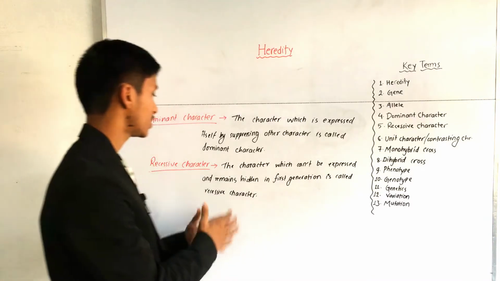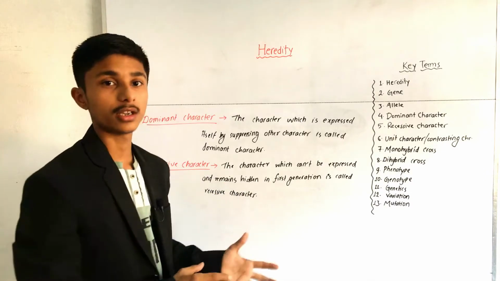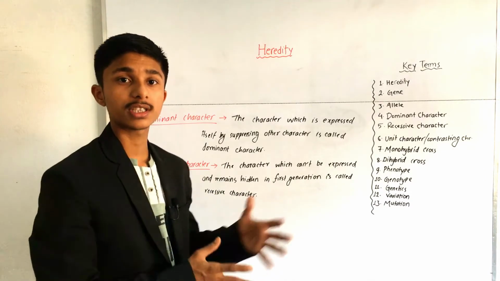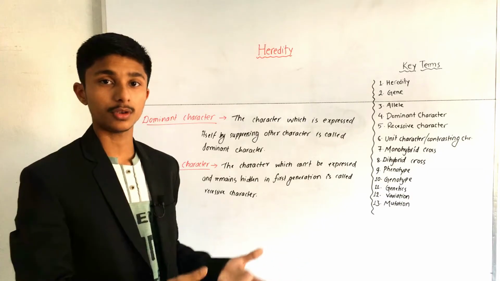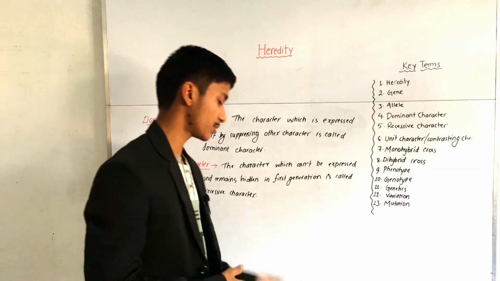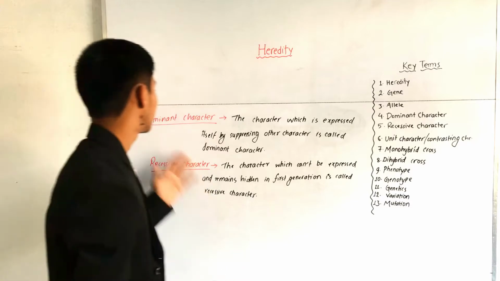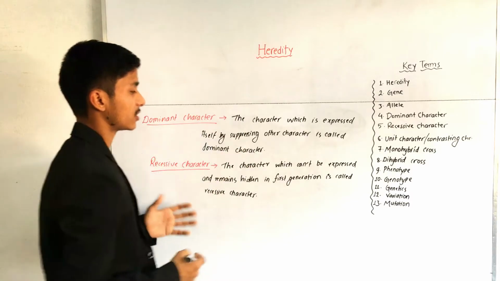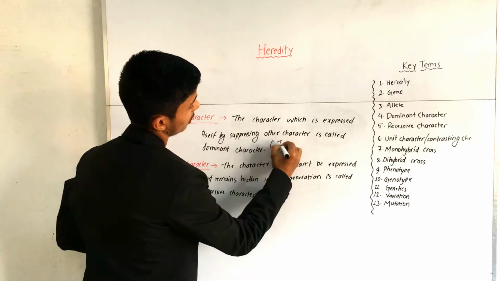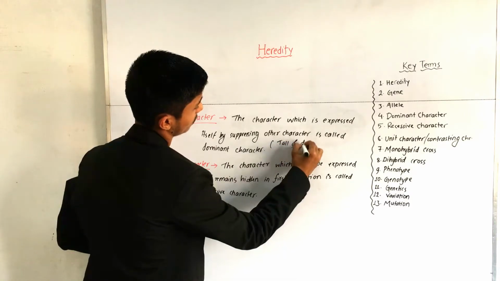Here it means in the first generation it remains hidden. In the F2 generation, or second generation, it may appear. Okay, it may be expressed. We can take an example of dominant characters such as here in tall and dwarf.